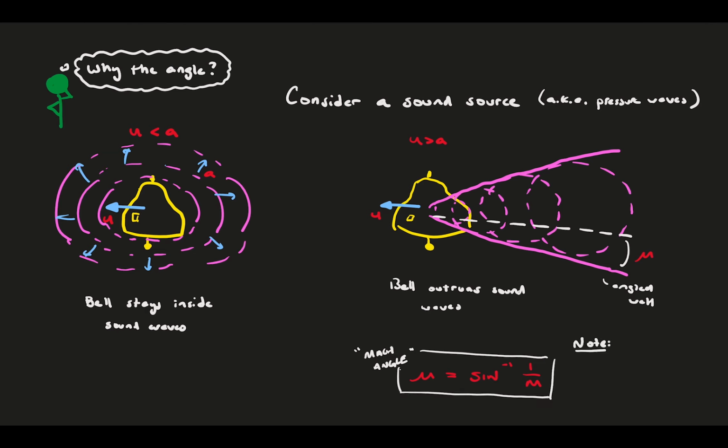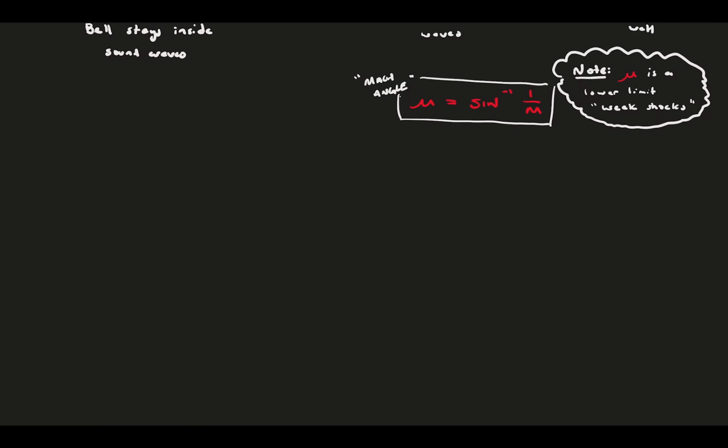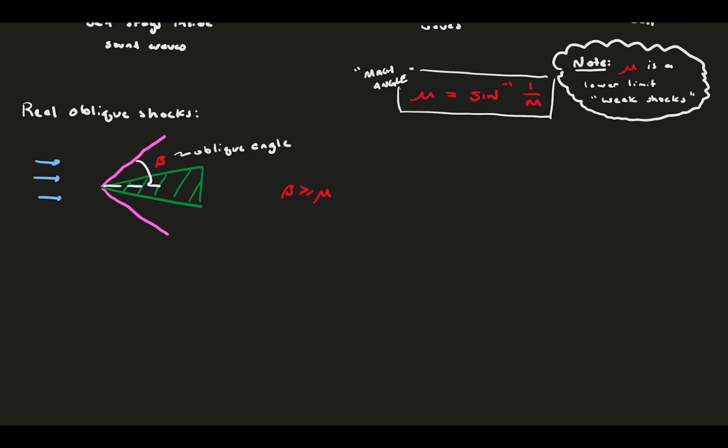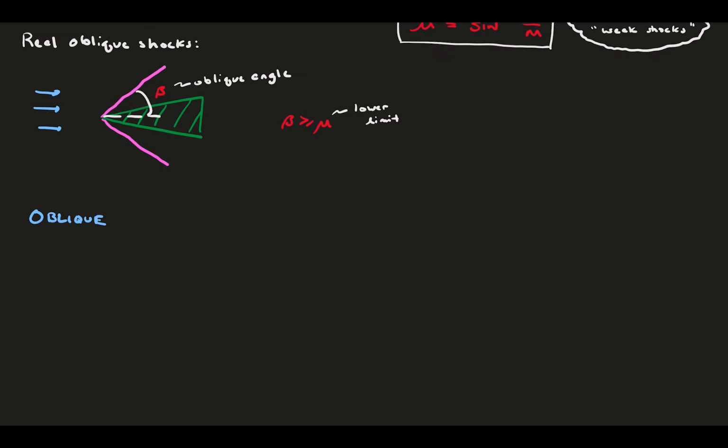Note here that the Mach angle is really the lower limit for angled shocks and is specific to very weak disturbances. In reality, the oblique shocks have a slightly larger angle. Consider supersonic flow past a wedge. The oblique shock angle is called beta and is necessarily larger than or equal to the Mach angle. Luckily, oblique shocks behave identically to normal shocks, so we can use everything we've learned in the last lesson.